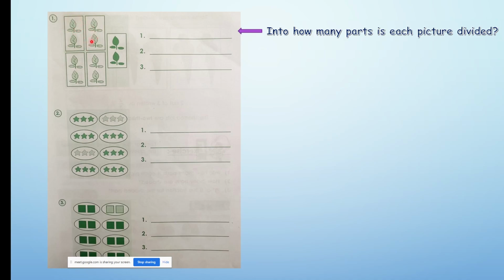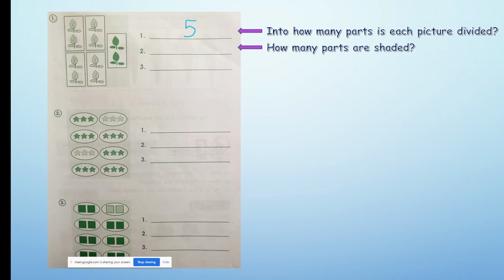You have how many groups? 1, 2, 3, 4, 5. How many groups do you have? You have 5. So you will write 5 because it's asking how many parts each picture is divided. Okay, this one is the picture. How many parts? It means how many groups did you make? It means 5 groups.